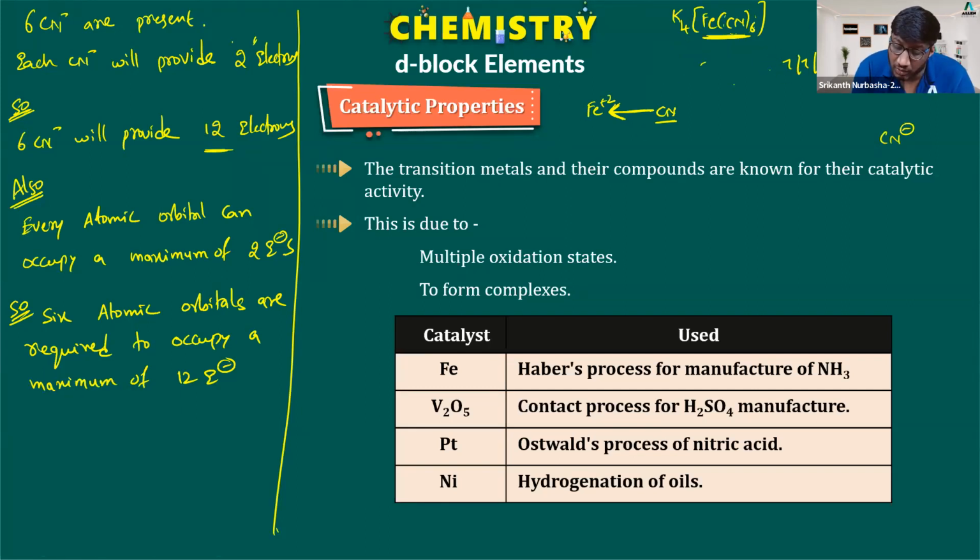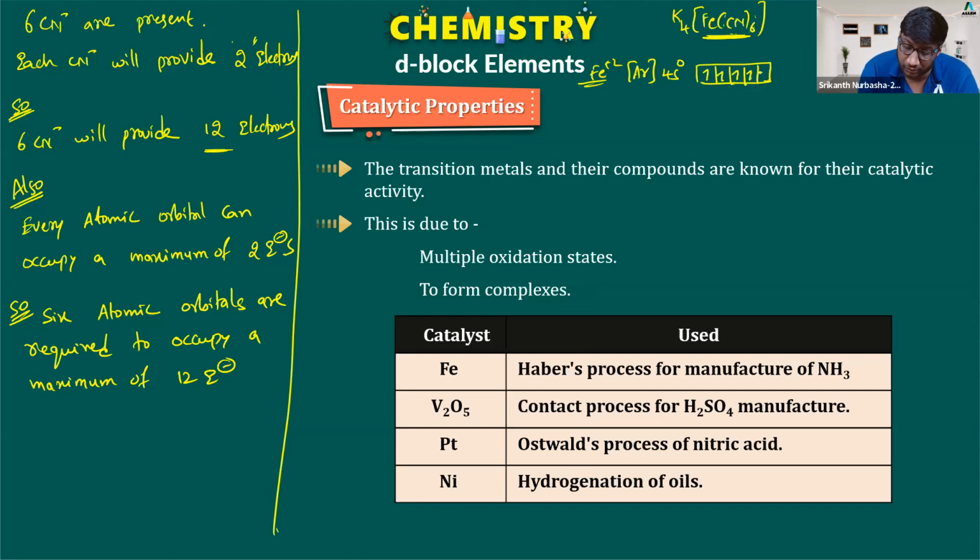Argon 4s2, 3d6, that is for Fe. For Fe plus 2, we can say argon 4s0. After 4s, we have 3d, 3d6. 3d6 means follow Hund's rule, 1, 2, 3, 4, 5, 6th electron paired.